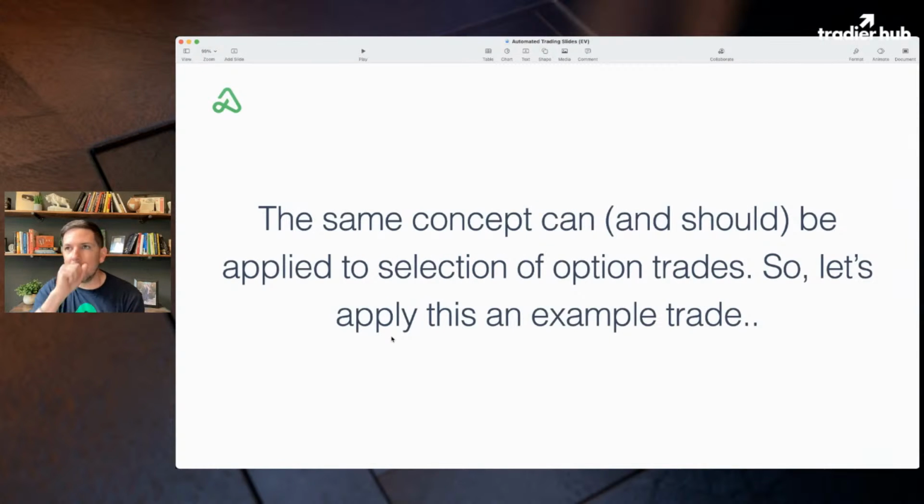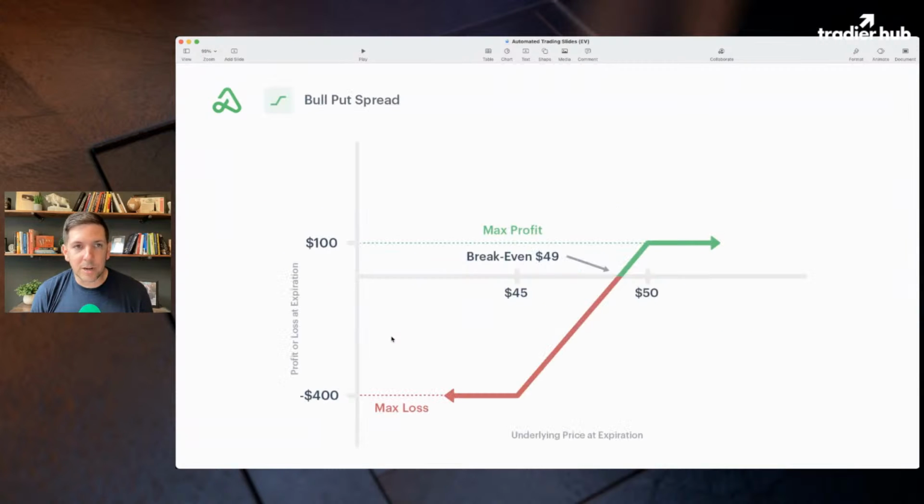Okay, so look, the same concept can and should be applied to the selection of option trades. And that's really what we're focusing on here. So we went through the two betting examples, but now we're going to transition to option trades. You can call bets just trades. They're just a risk calculated trade against a win and a loss and a probability of making money and a probability of losing money. You can figure out the expected value. So let's apply this to an example trade.